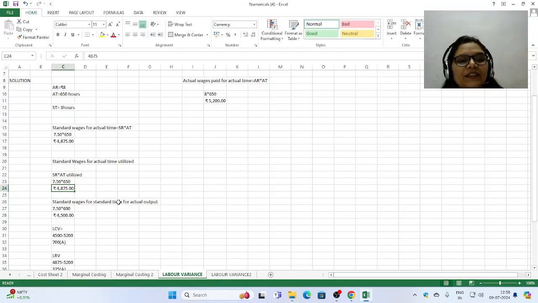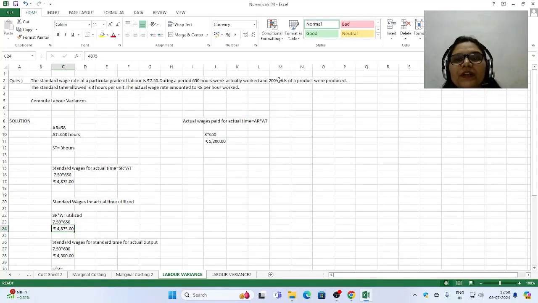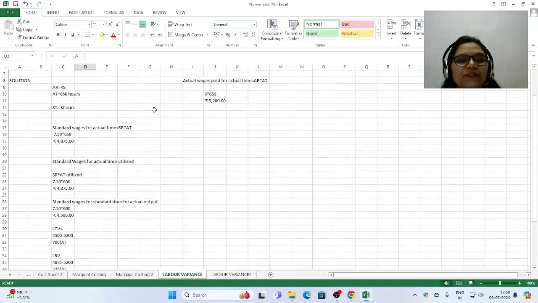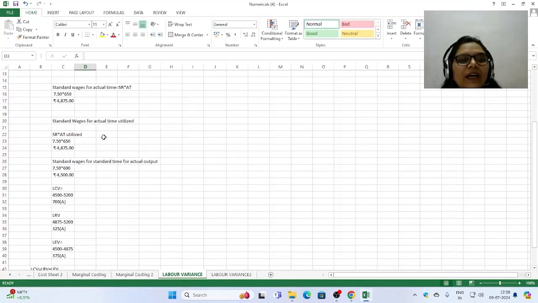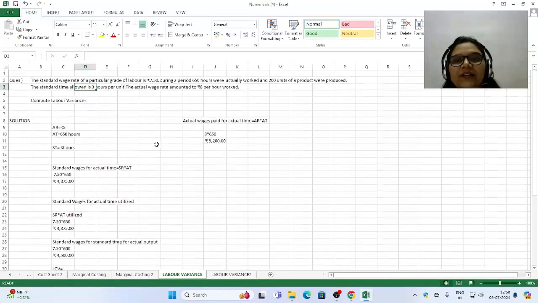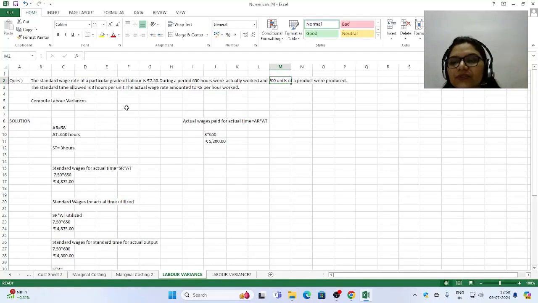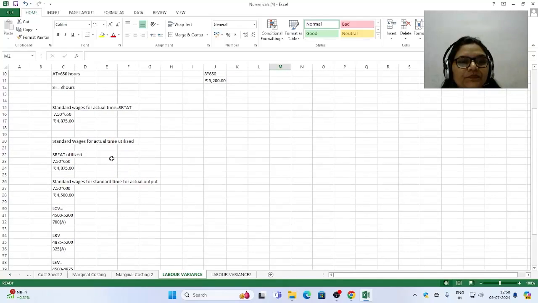Now standard wages for actual output. In this question, the output produced was 200 units at the rate of 3 hours per unit, which is the standard 3 hours. So the standard time for actual output will be 200 into 3, 600. Therefore, we have standard wages 7.50 for standard time for actual output 600, which will give you rupees 4500.